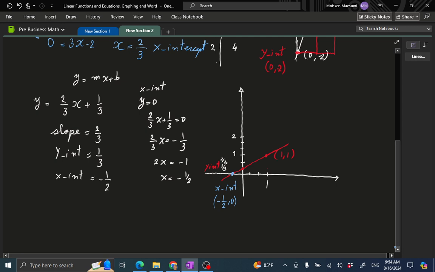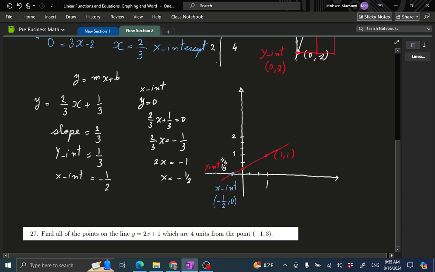For the next question, I'm going to pick on this problem 27, a mix of equation of line and something you should remember from your previous classes, which is how do you measure the distance. It says find all points on the line y is equal to 2x plus 1, which are 4 units from the point -1 and 3.